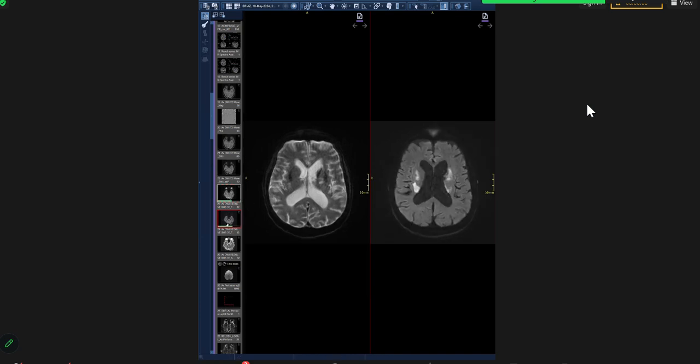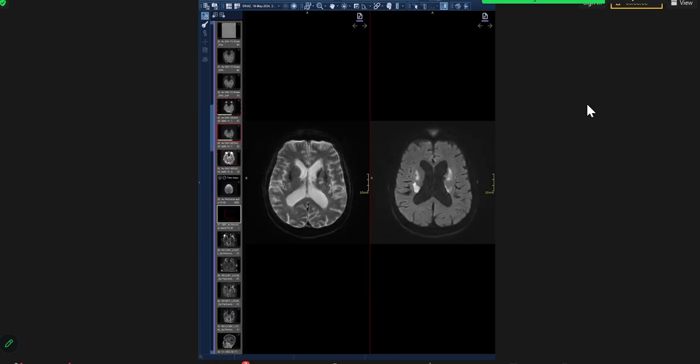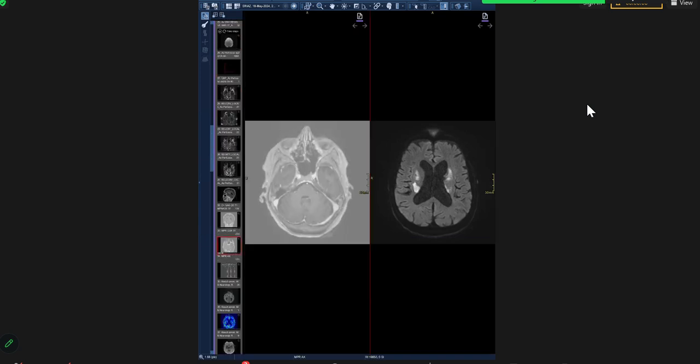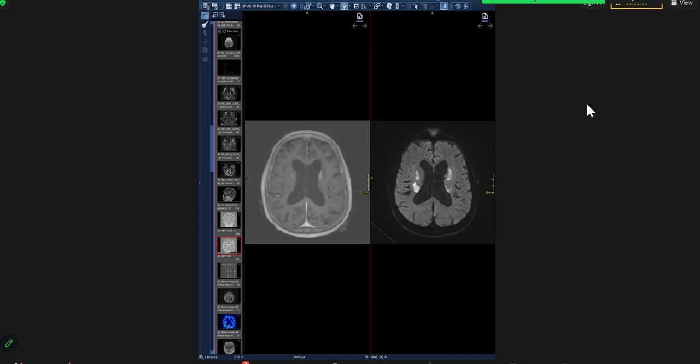So you decided that these are infarcts, right? Yes, I think these are infarcts. Okay. Sorry, I'm trying to window this image. This is the contrast enhanced MRI image of the same patient.